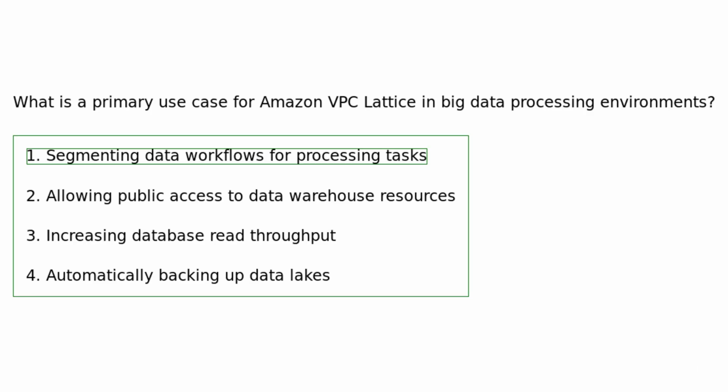One primary use case for Amazon VPC Lattice in big data processing environments is segmenting data workflows for processing tasks, enabling efficient and controlled communication between data processing resources within the VPC.